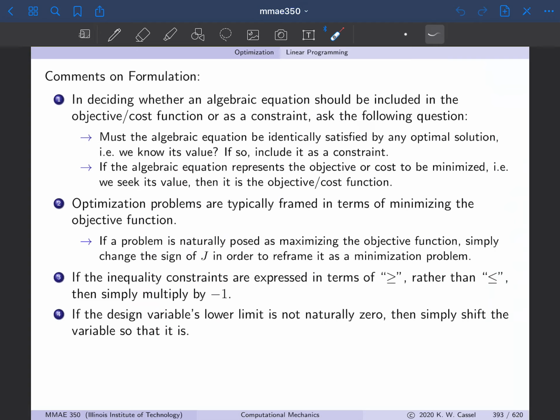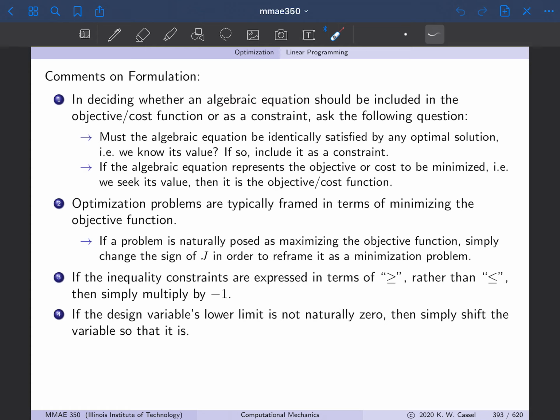So some more comments on the formulation itself. One of the important things, and this can be a bit confusing when you first start doing these problems, is how do you decide whether an algebraic equation should be your objective function or whether it should be one of your constraints.